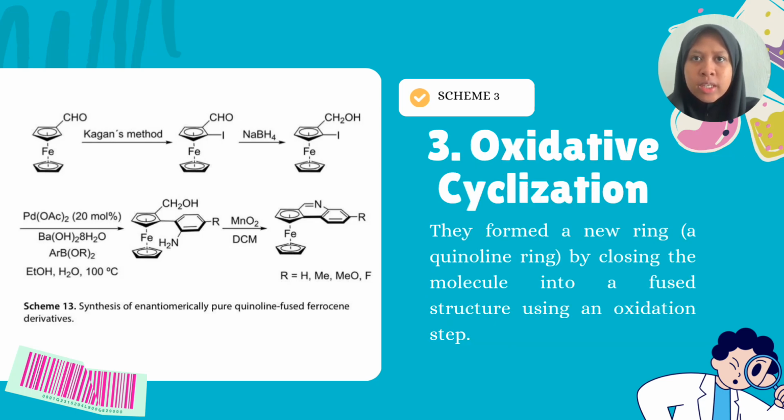Finally, they use an oxidative cyclization to form a new ring, a quinoline ring, which is fused to the ferrocene. This step closes the ring structure and maintains the original planar chirality. The result is a chiral quinoline-fused ferrocene derivative, obtained in moderate yield but with a high enantiomeric purity, making it a valuable synthesis method for chiral ligands and drug development.